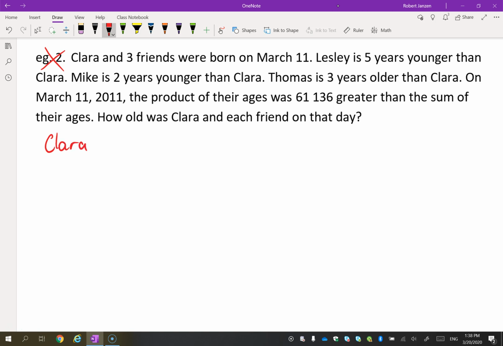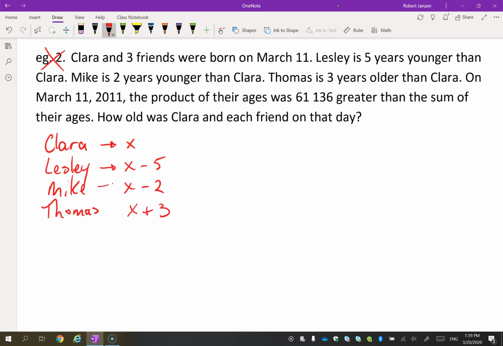Okay, we have Clara's age, we have Leslie's age, we have Mike's age, and Thomas. And each one is related in some way. It says Clara has 3 friends. Leslie's 5 years younger than Clara. Mike is 2 years younger than Clara, and Tom is 3 years older than Clara. We know the least about Clara, so we're going to say, let Clara be X. Now it says Leslie is 5 years younger. It says Mike is 2 years younger, and Thomas is 3 years older. So you have these 4 ages.